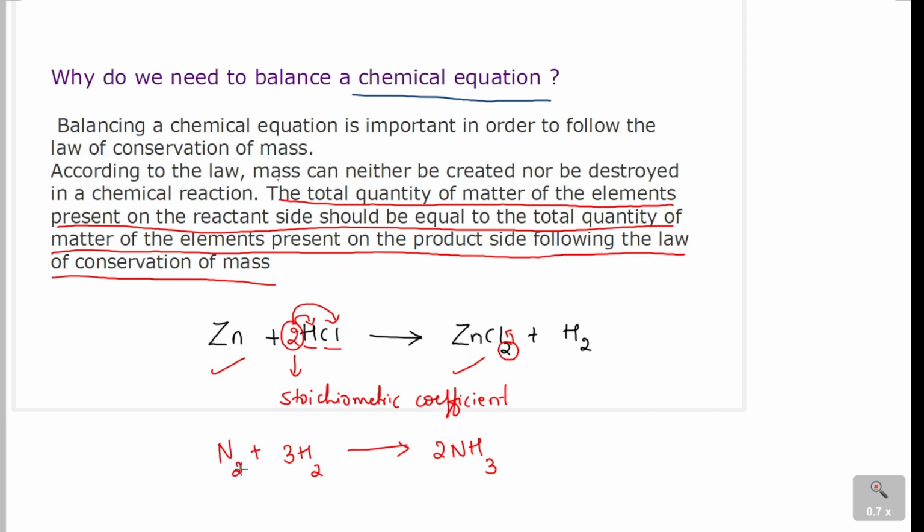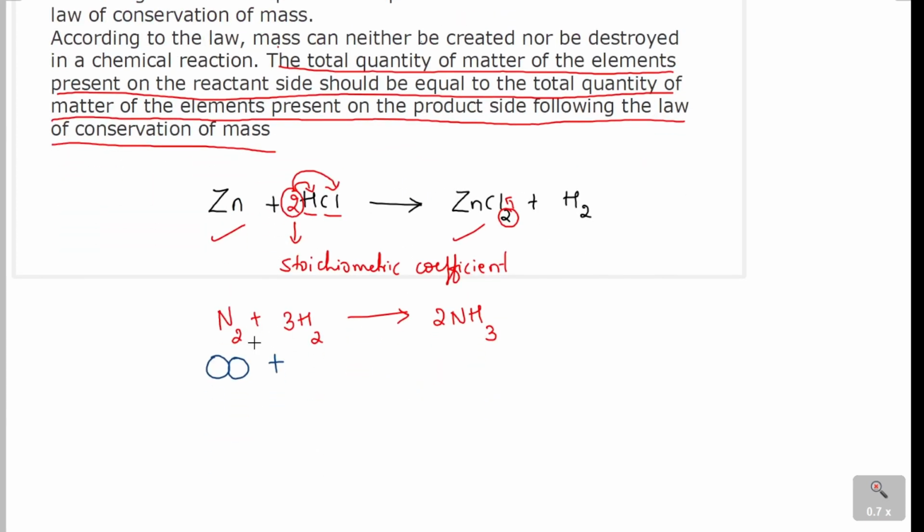This N2 represents a molecule. I can represent it in the form of a molecule like this. This is an N2 molecule. For your understanding purpose, I am drawing the molecules here. Three hydrogen molecules. What does this 3H2 indicate? We are having three hydrogen molecules. Suppose this is one hydrogen molecule, this is another hydrogen molecule, this is another hydrogen molecule.